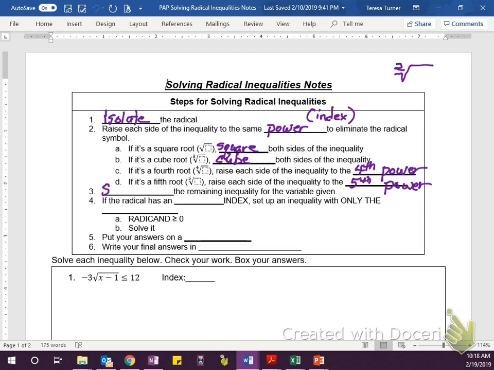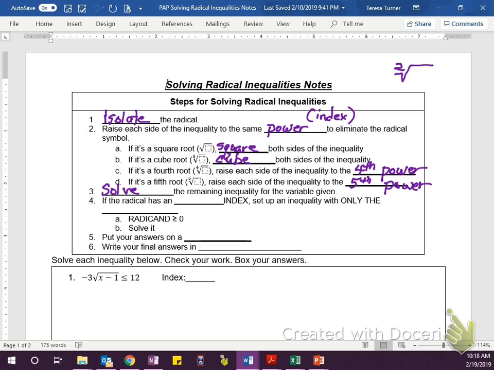Then solve the remaining equation for the variable, or the remaining inequality for the variable. Now, up to here, this is exactly the same notes as you took last class on solving an equation. But starting with step 4, it's different.